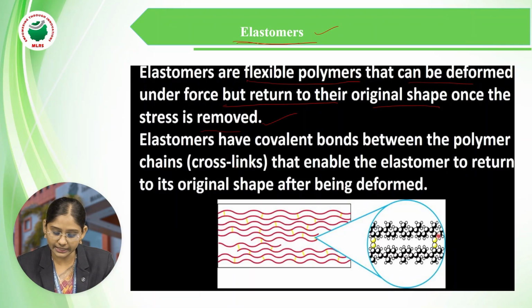Okay, so these elastomers have covalent bonds between the polymer chains in the form of cross links. Here we are observing the polymeric chain. Here somewhat yellow is there, it is not visible properly. These are the cross links. So between the polymeric chains, that means the linear chains, there are covalent bonds present here. It enables the elastomer to return to its original shape after being deformed. Okay, these are called elastomers.